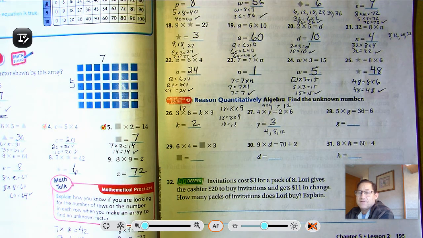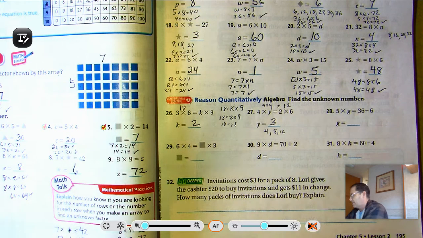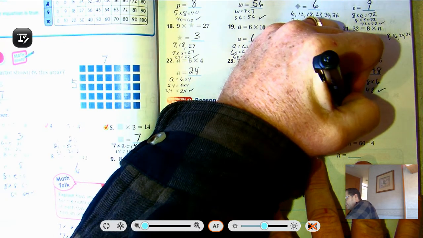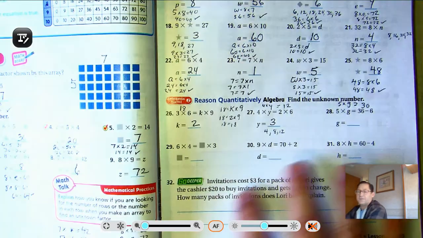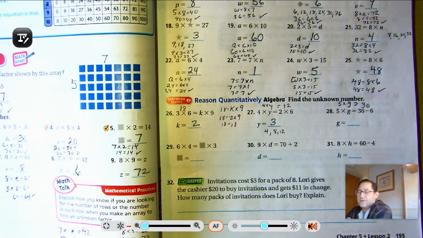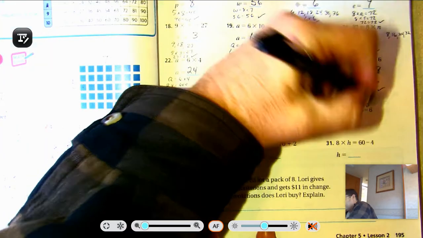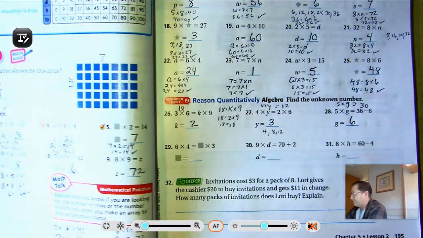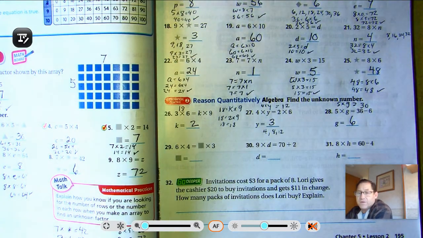5 times something equals 36 minus 6. 36 take away 6 is 30. So 5 times an unknown factor is 30. How many 5s does it take to get to 30? 5, 10, 15, 20, 25, 30. 6, right? So 5 times 6 is 30. 36 take away 6 is 30.